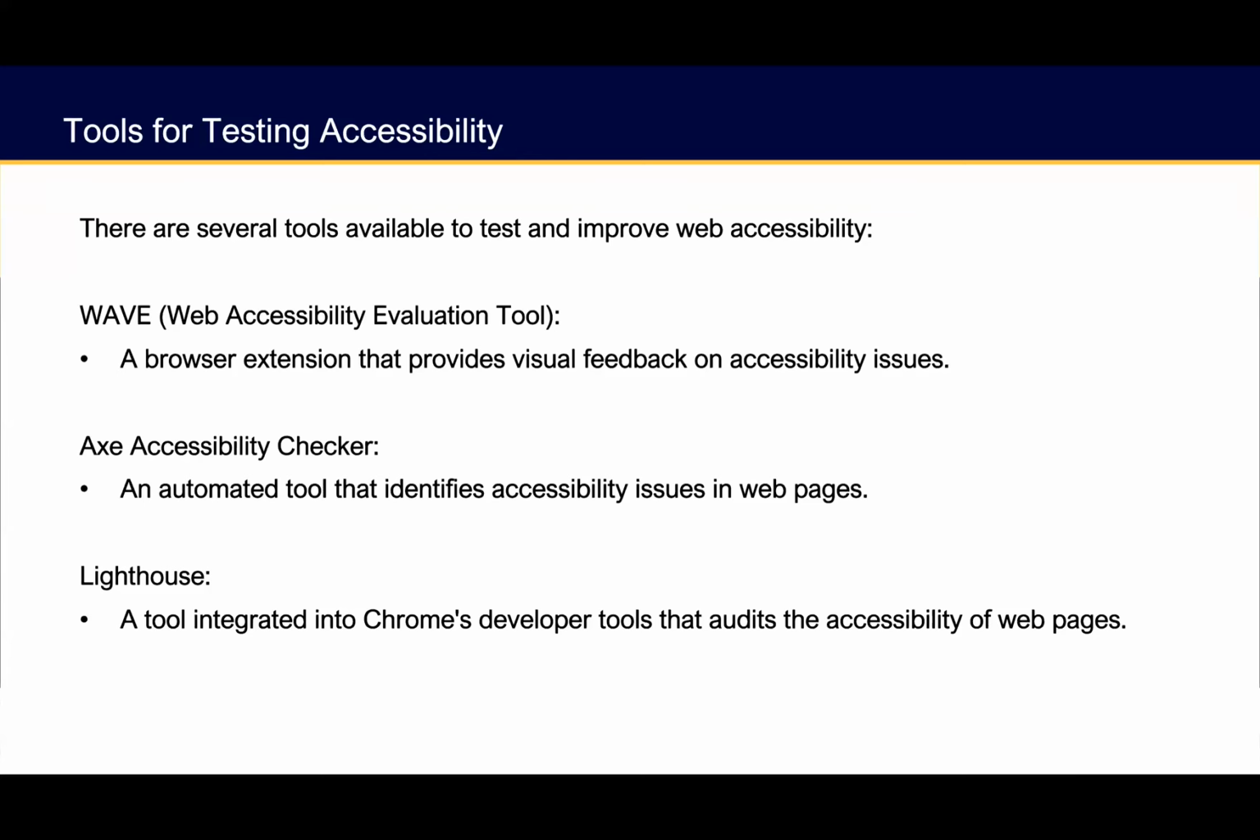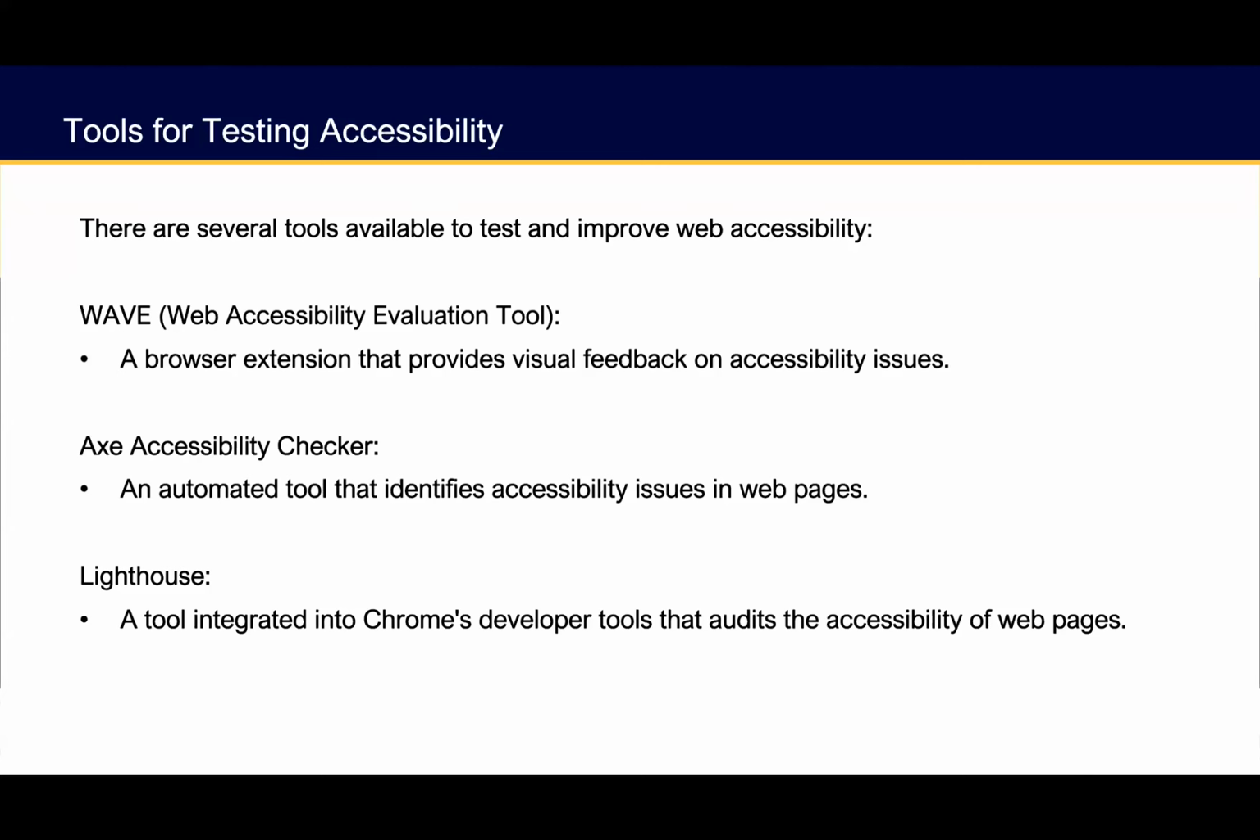In the same vein, a browser extension is something that's built into one of your browsers. So again, a browser is Safari, Chrome, Firefox, those types of things. And it provides feedback on accessibility issues. So wait a minute, hold on. This website is not optimally accessible. And it'll show you what the issue is, and then you can correct it.